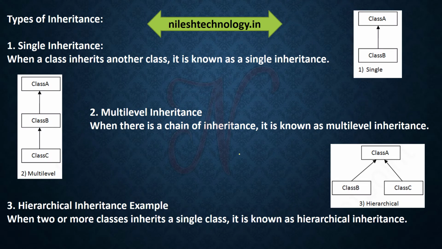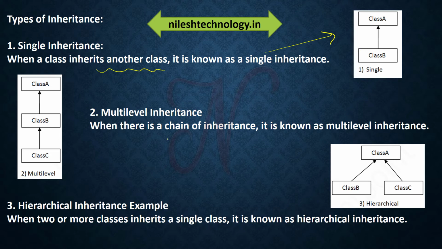Next, these are some types of inheritance. Single inheritance means when a class inherits another class, then it is called single inheritance. So this is the example. One class can inherit another class. Here only two classes are present, one is the parent and one is the child.